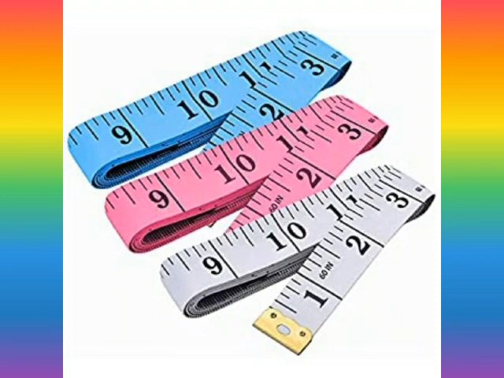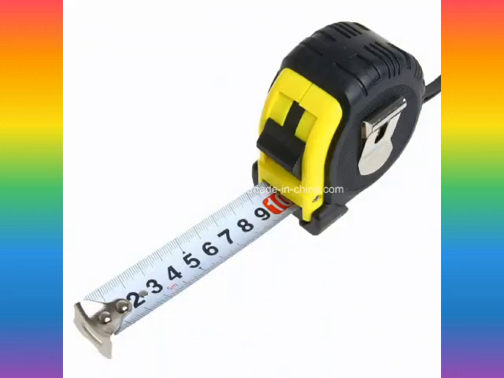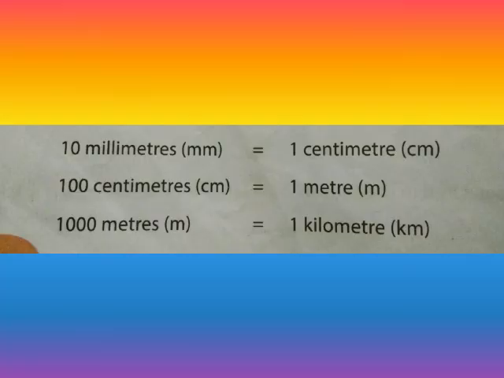So what is length? Length is the size or measurement of an object from its one end to another. So how can we measure? We can measure the length with the help of a ruler, that is meter rule, or a measuring tape. These two instruments are used to measure length. And the standard unit used to measure length is meter.